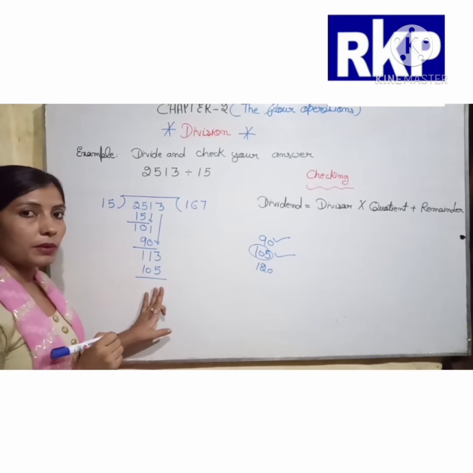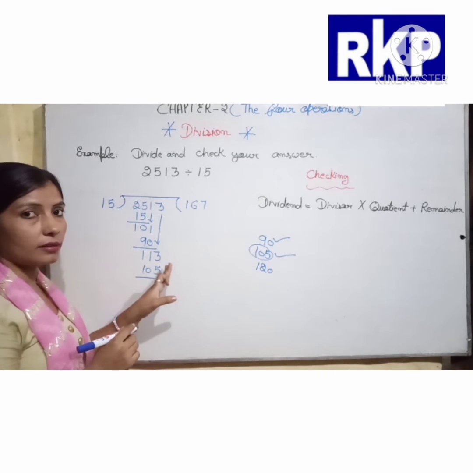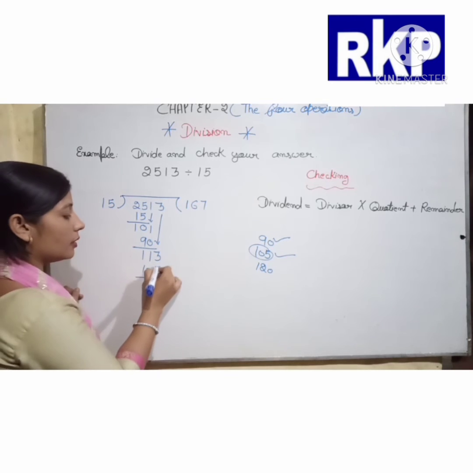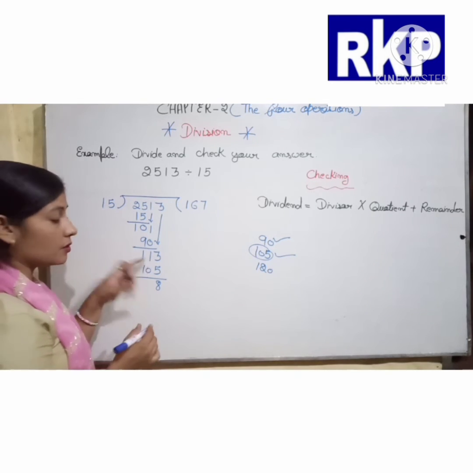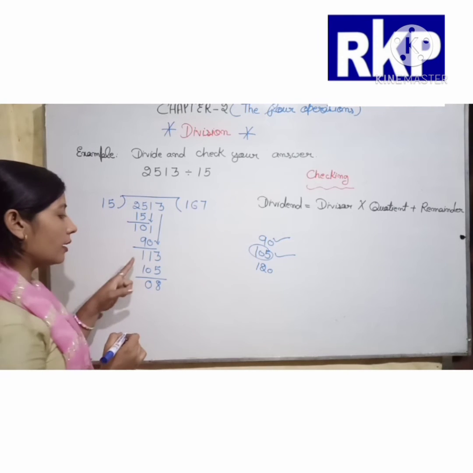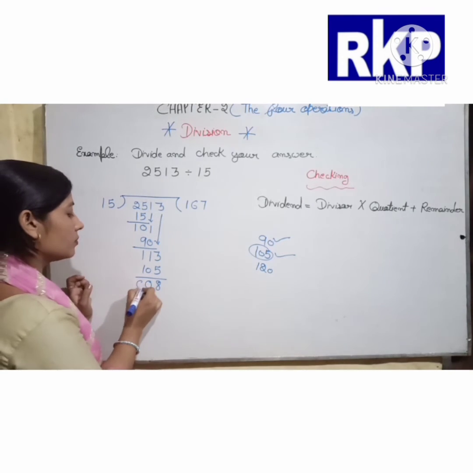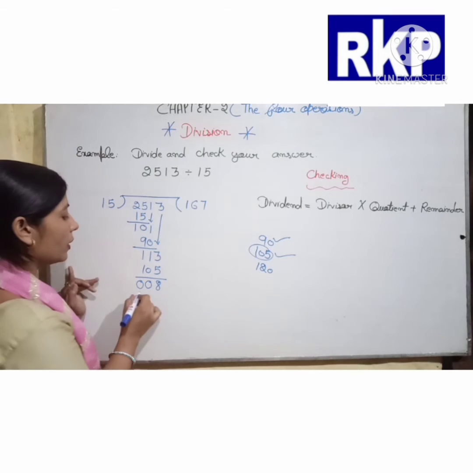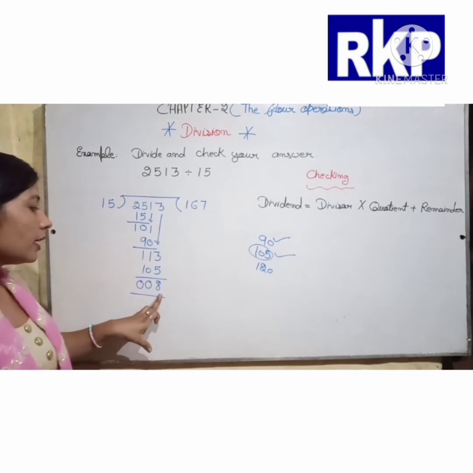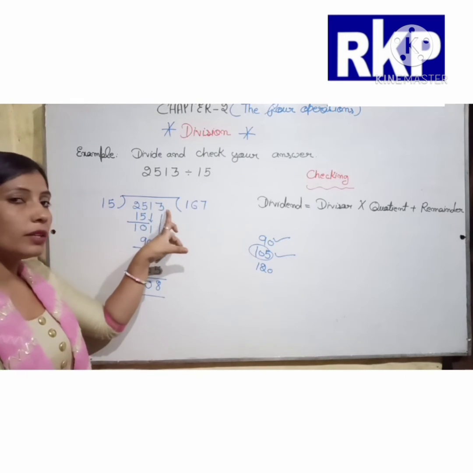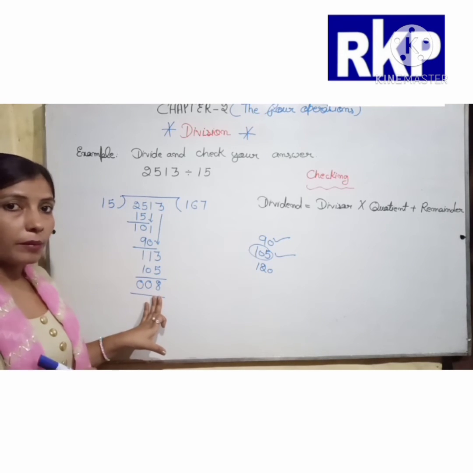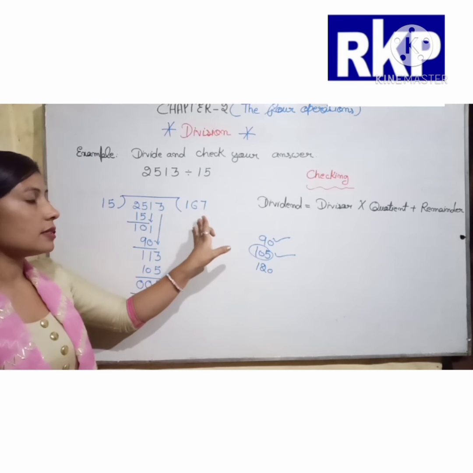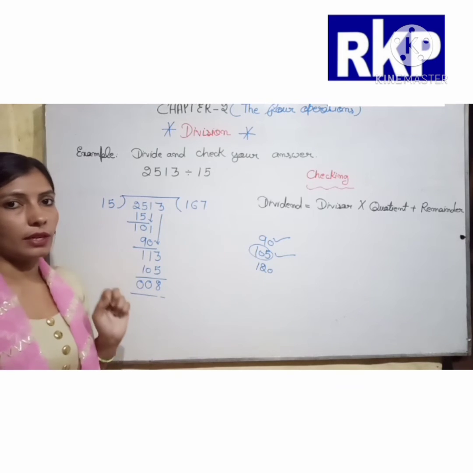Now we have to subtract 105 from 113. Now here 13 minus 5 8. Here 0. Okay. And here 1 minus 1 0. Now beta here we can see here we don't have any digit. So 8 is our remainder and 167 is our quotient.